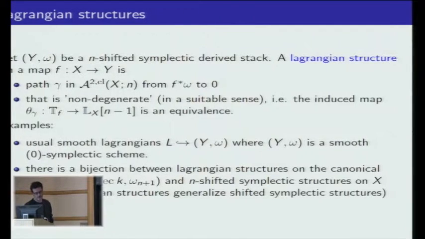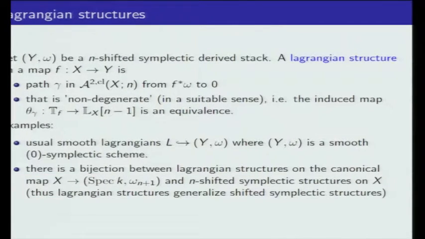This path gamma. For example, if you have a smooth Lagrangian in a usual smooth symplectic scheme, then they have essentially a unique Lagrangian structure. It means this, what I wrote there, that if you take, there is an induced map.